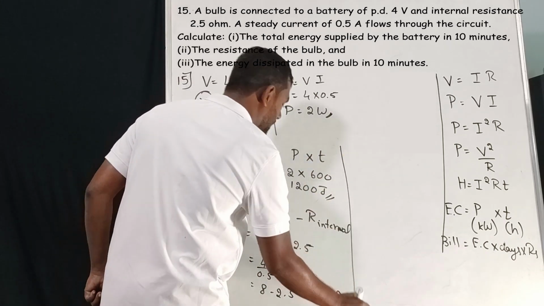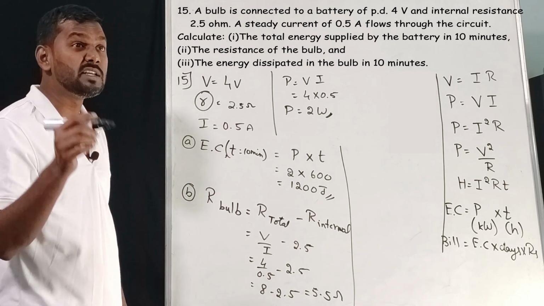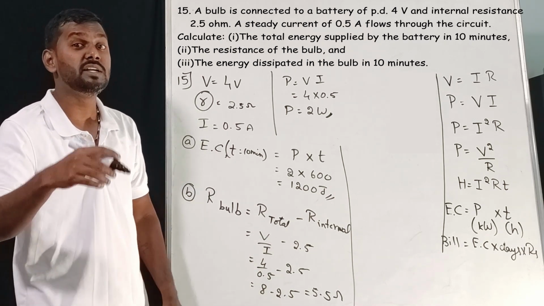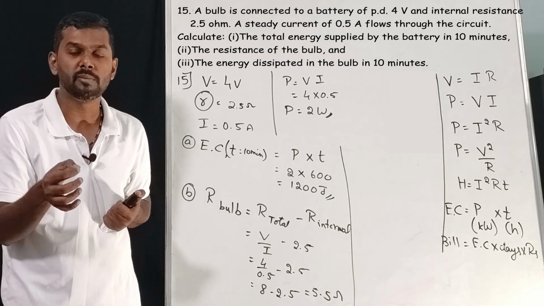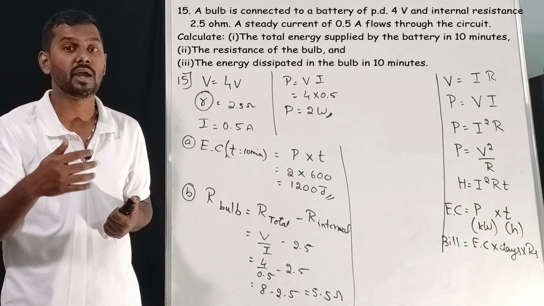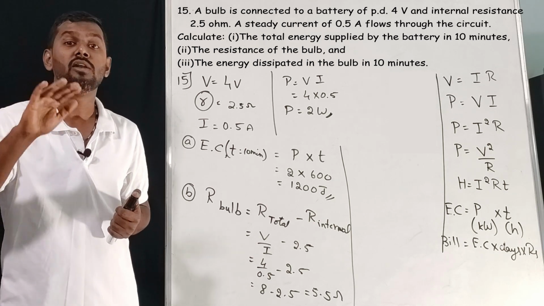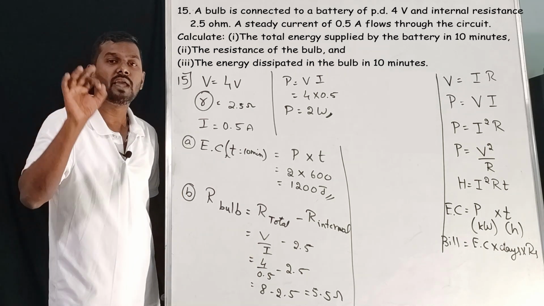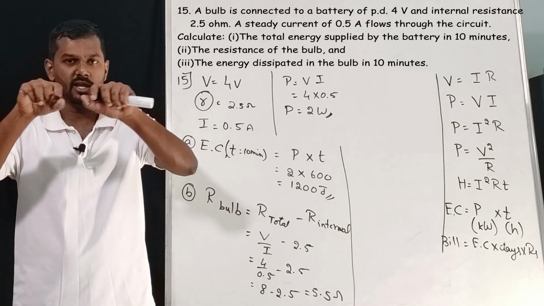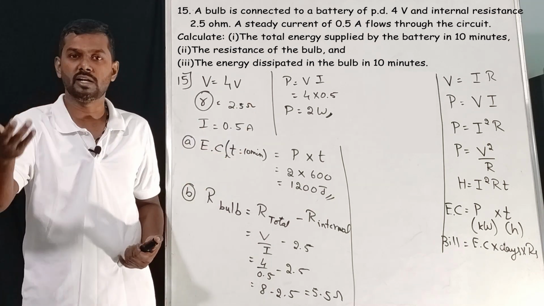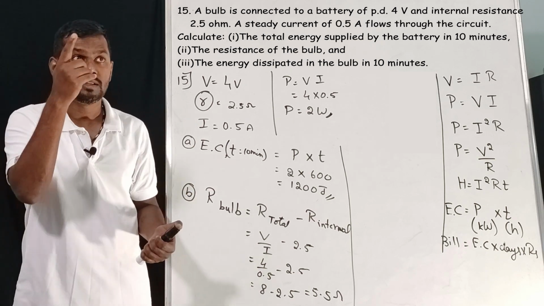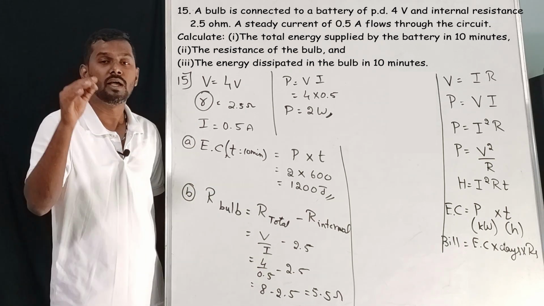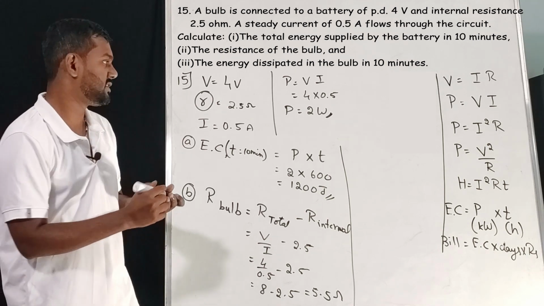Now the last part, see, energy dissipated in the bulb in 10 minutes. What do you mean by energy dissipated? See, energy dissipated means energy wasted. Okay, energy wasted in non-useful form. Okay, so what do you mean by that? Energy dissipated means heat energy. See, whenever we use any electrical appliances, heat will be generated, that will be wasted, correct? That is nothing but energy dissipated. So whenever they talk about energy dissipated, that means we have to find heat energy.